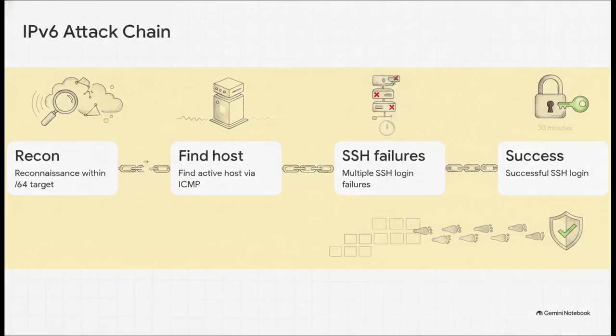Here's how you structure an effective IPv6 correlation rule based on some great guidance from OneUptime. You build chains. First, you detect reconnaissance within that /64 target. Then, an active host is found. Then, you see multiple SSH failures. And finally, a successful login. By correlating these multi-stage events from the exact same prefix within a 30-minute window, you catch the whole attack sequence.